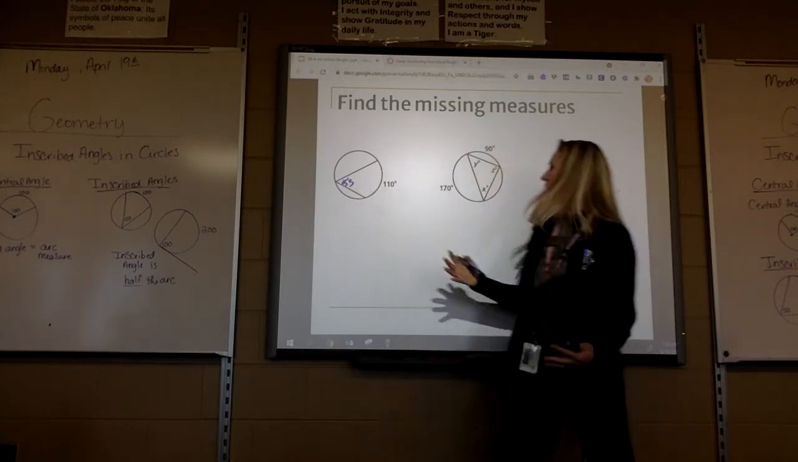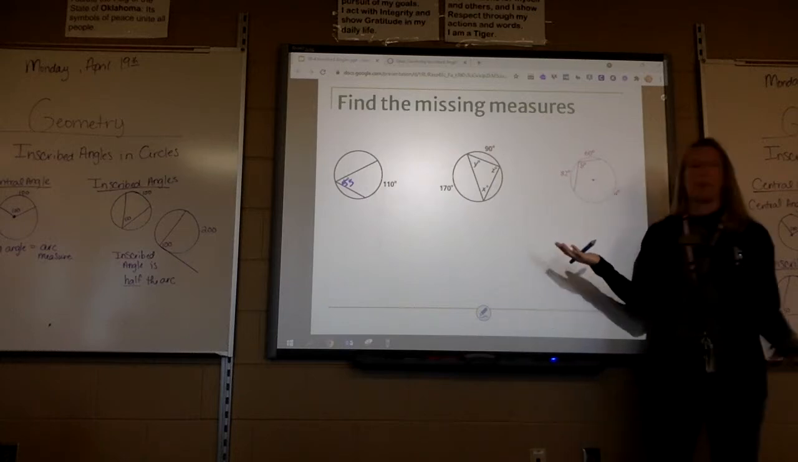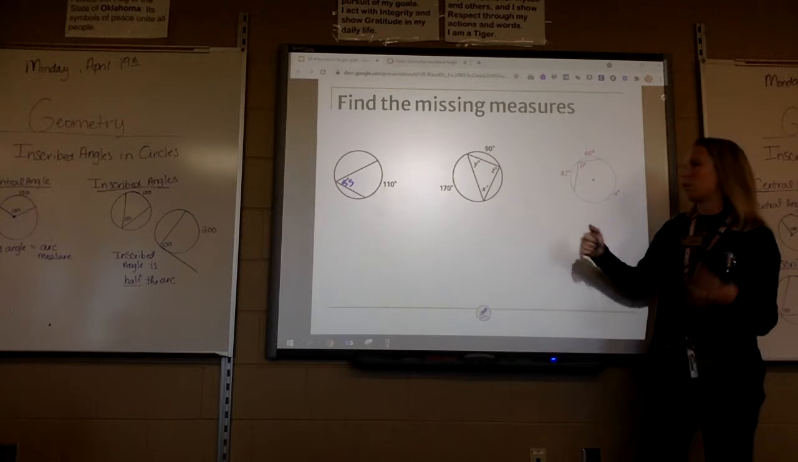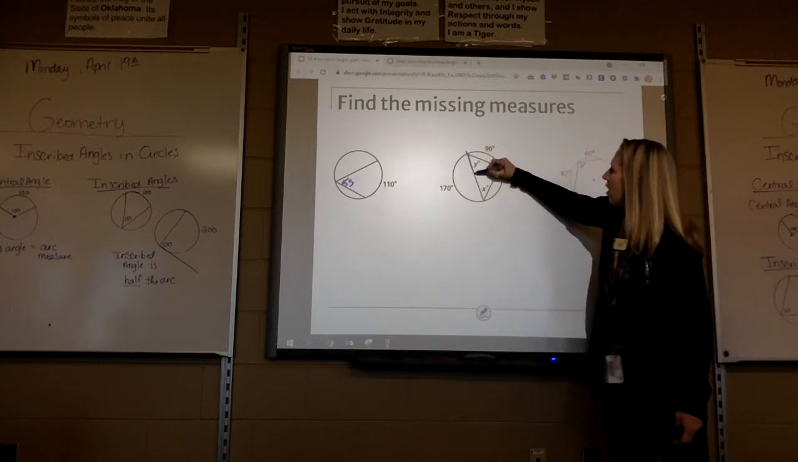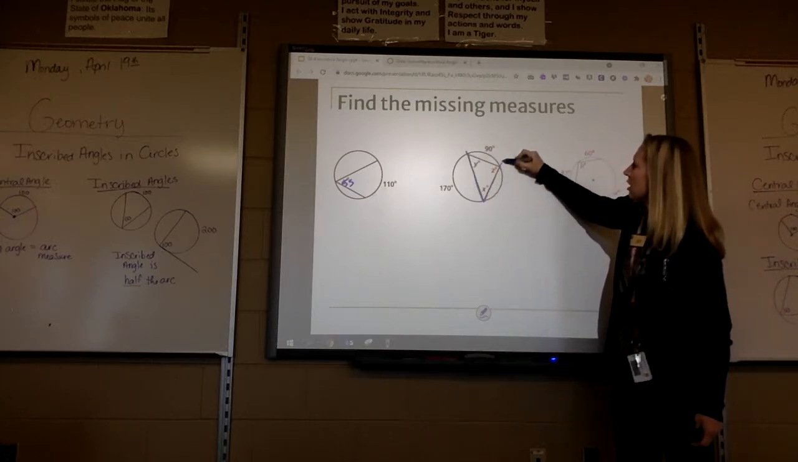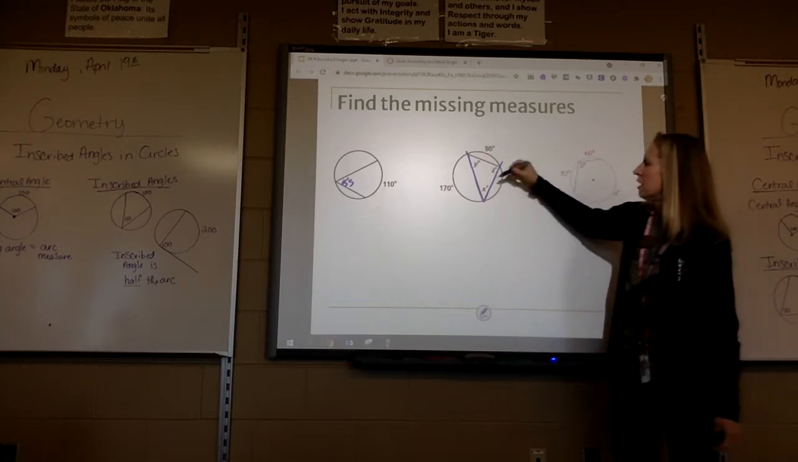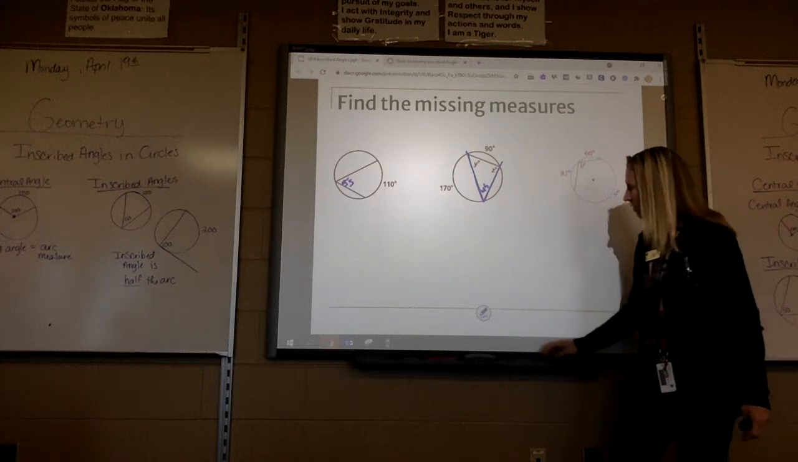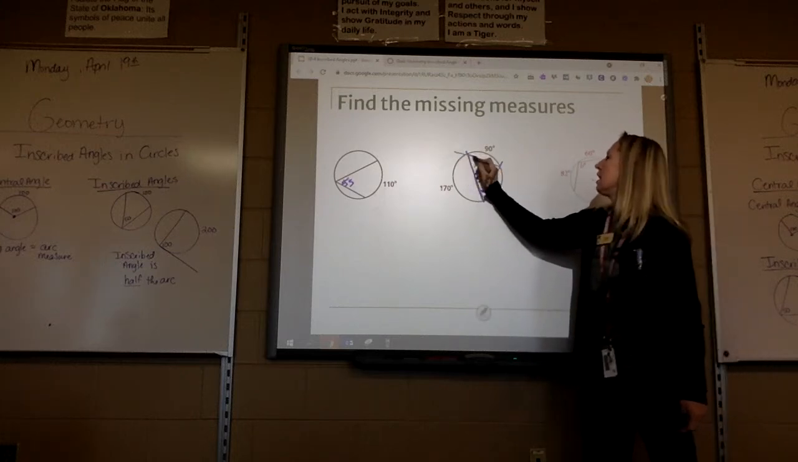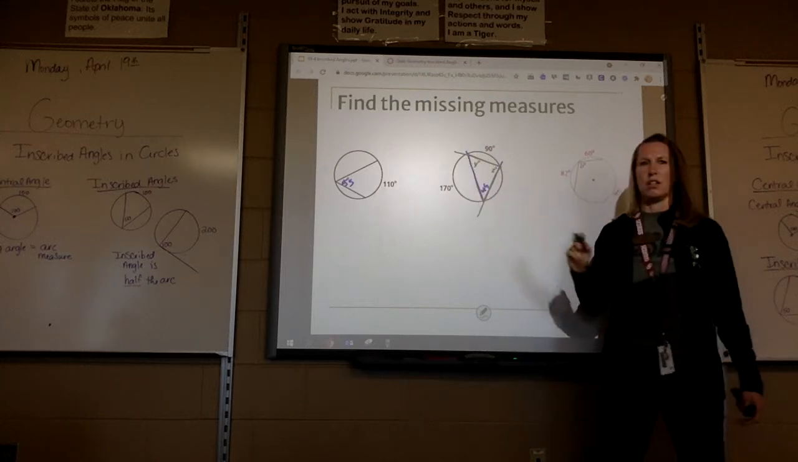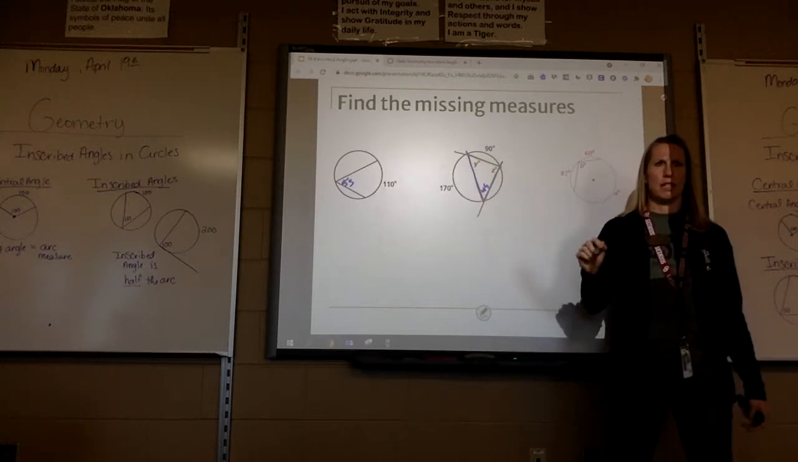Does that make sense? It's just half. So this one I have several, so you kind of have to look and see which angle goes with which arc. Do you see how X goes with the 90 degrees? What's half of 90? 45. So Z goes with 170 degrees. What's half of 170? 85.